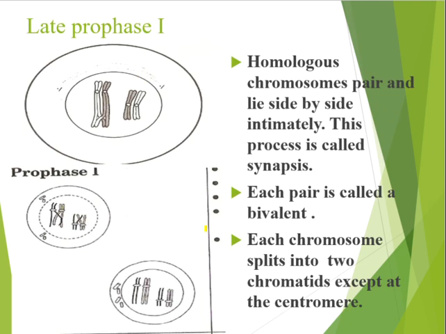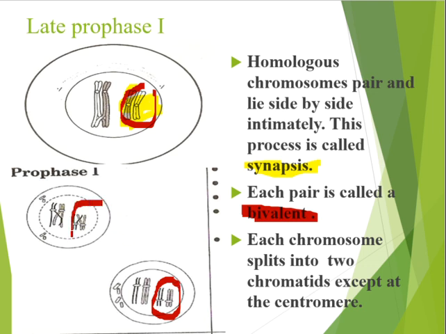Let's move on. In prophase 1, homologous chromosomes pair and lie side by side in a process called synapsis. This is very important for you to know. As you can see here, they've laid side by side, and that process we call synapsis. And they form a pair we call a bivalent pair. This is a bivalent pair. You can look at the bivalent pairs, as you see.